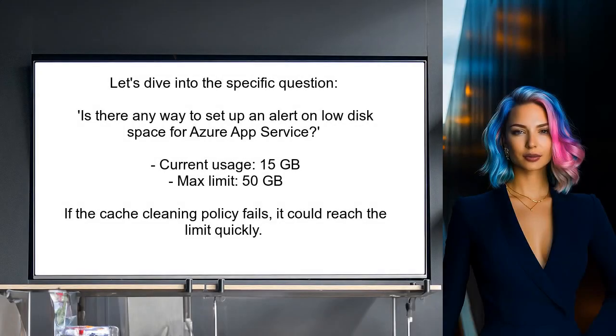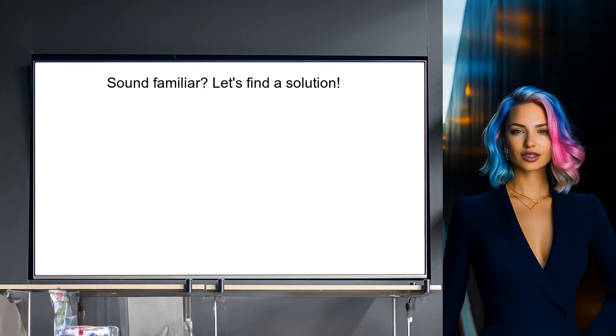Let's dive into the specific question at hand. One user recently asked, is there any way to set up an alert on low disk space for Azure App Service? They mentioned that their application is currently using around 15 gigabytes of storage, but if the cache cleaning policy fails, it could quickly reach the maximum limit of 50 gigabytes. Sound familiar? Let's find a solution together.